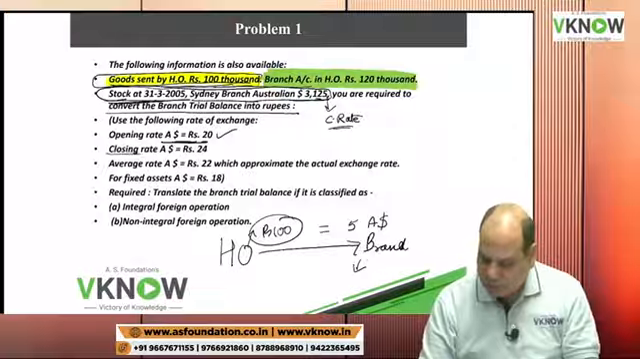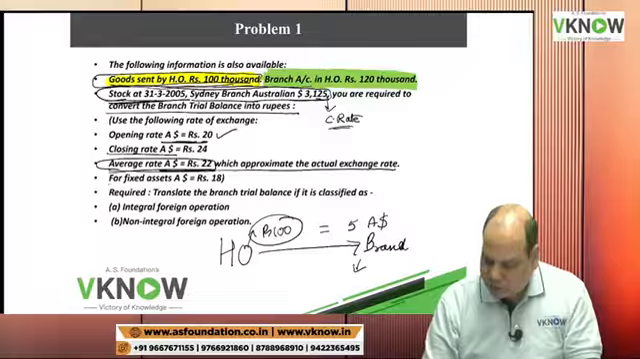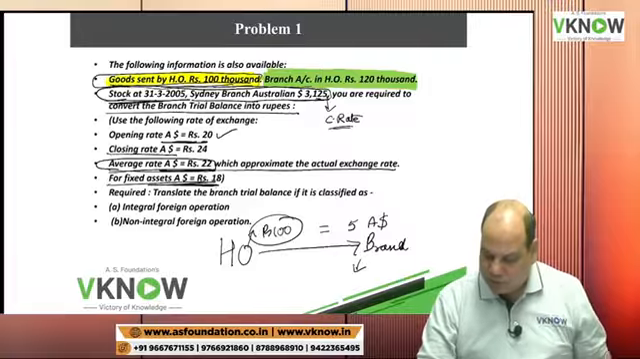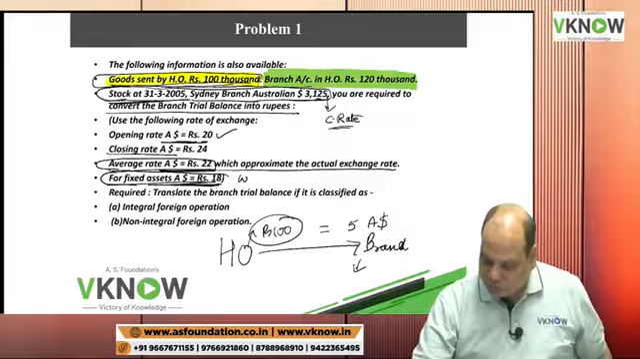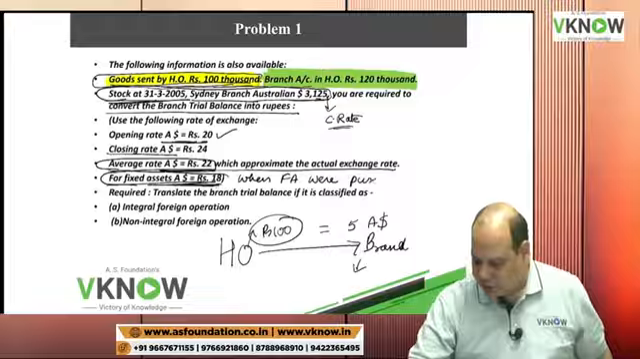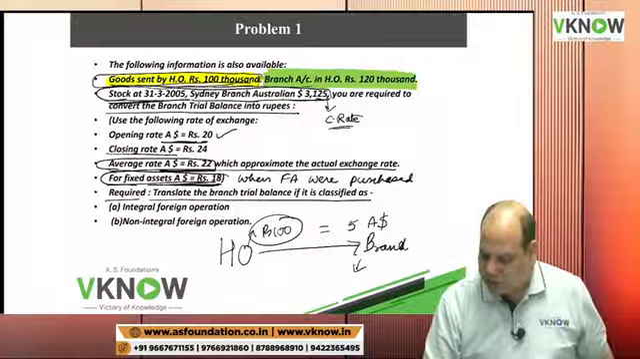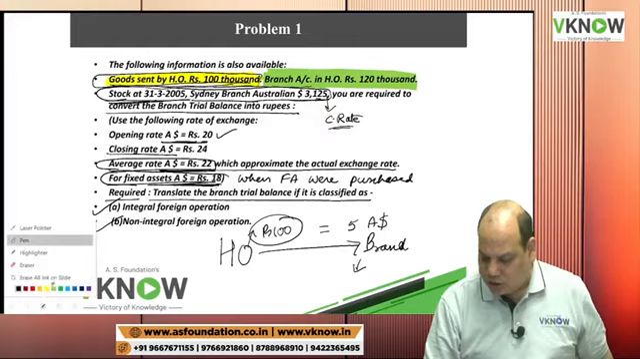Next line, closing rate, and average rate, which approximates the actual exchange rate. So I will use the average rate for all sale and purchase items, and for fixed assets we will take 18 rupees, the rate when the fixed assets were purchased. When fixed assets were purchased, the rate was 18. Required: translate the branch trial balance if it is classified as integral, non-integral.